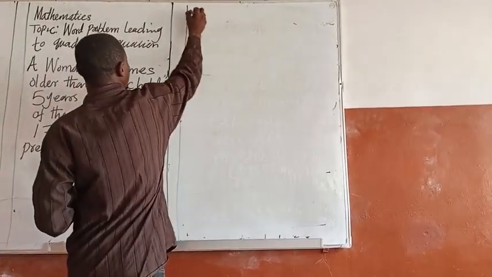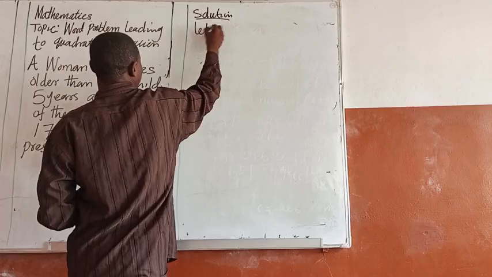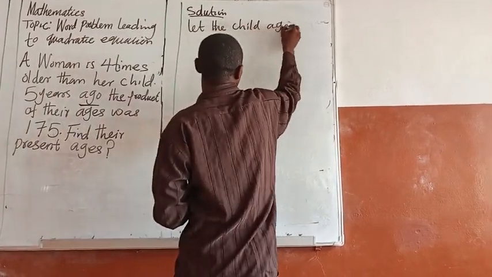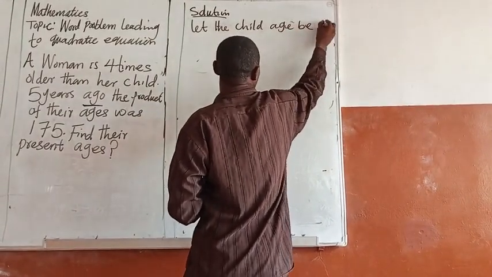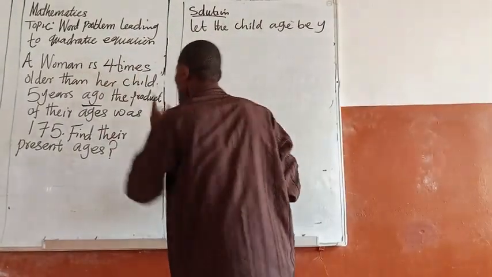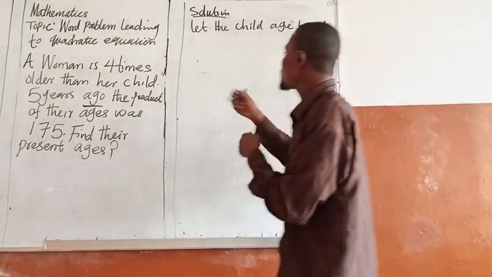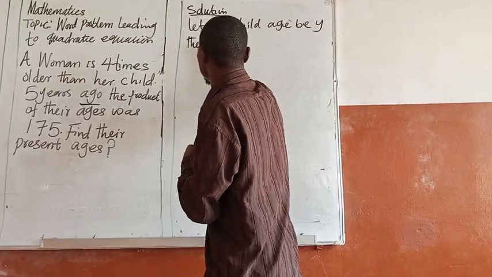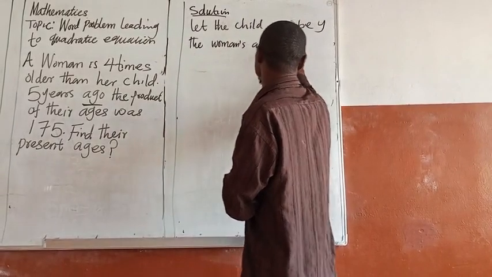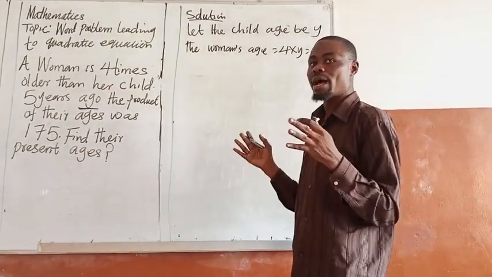So solution. Let the child's age be y. But you say a woman is 4 times, and I said in my previous video that times means multiplication, which means the woman's age is equal to 4 times the child's age, which is 4y. This is their present age.